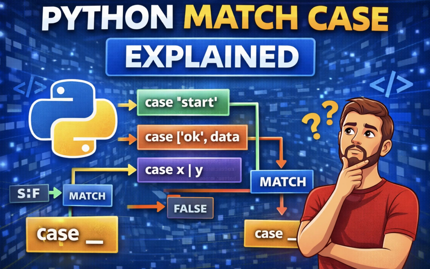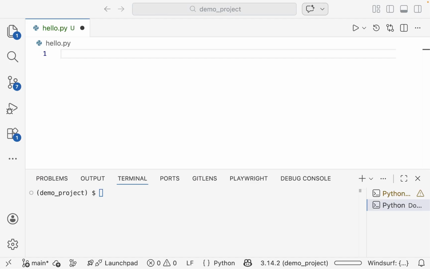Hey everyone, today we are going to learn a very powerful feature in Python called structural pattern matching using match and case. Do not worry if it sounds new. We will go step by step in a simple way so everyone can understand. This feature came in Python version 3.10 and later, and it helps us write cleaner logic instead of long if and elif chains.